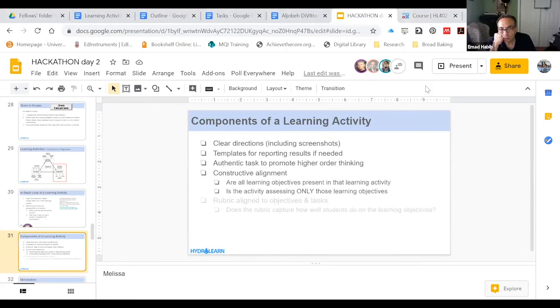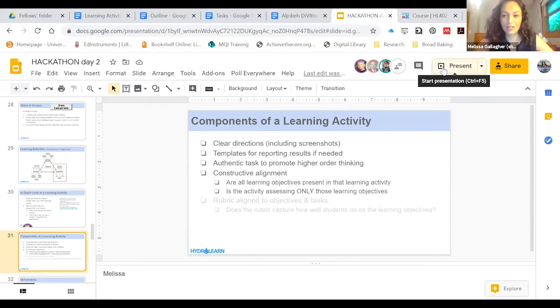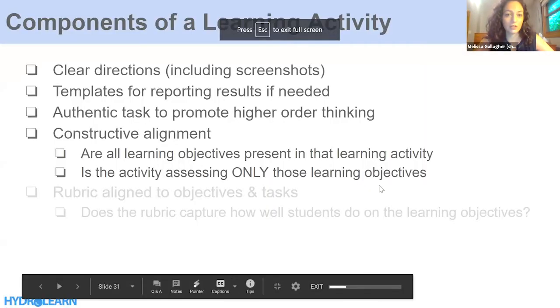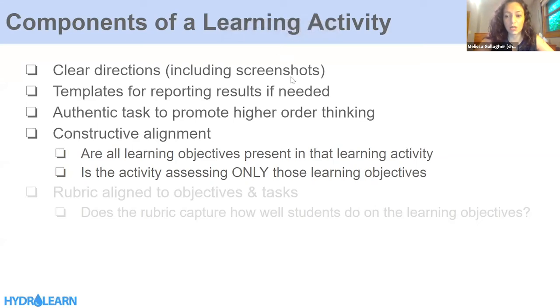Yes, exactly. So you all noticed a lot of the things that we consider to be components of a strong learning activity. Clear directions, including, as Dave mentioned, screenshots or maybe screen capture videos showing the steps to follow. Templates for reporting results. At the end of that learning activity, in the summary questions, is where the authentic task was. And then constructive alignment between the learning objectives and the activities. We'll talk more about this constructive alignment and the rubrics in the coming days. So these are the three things we're focusing on for today.